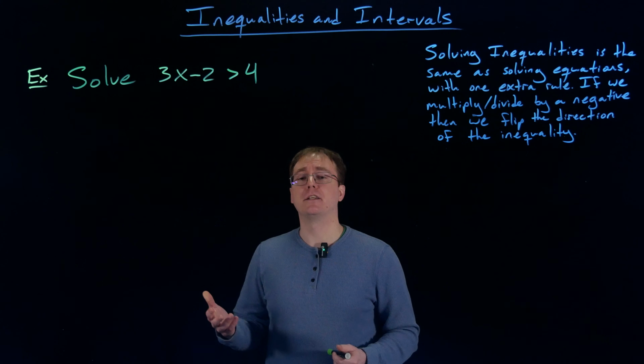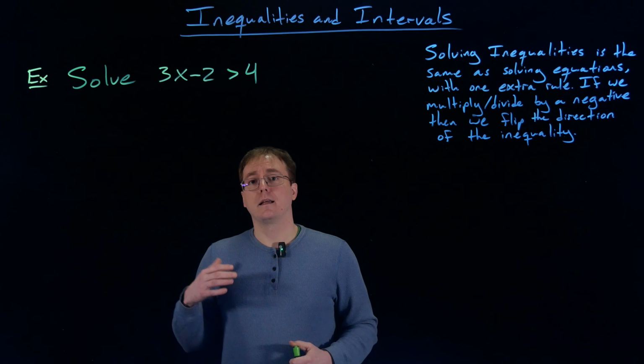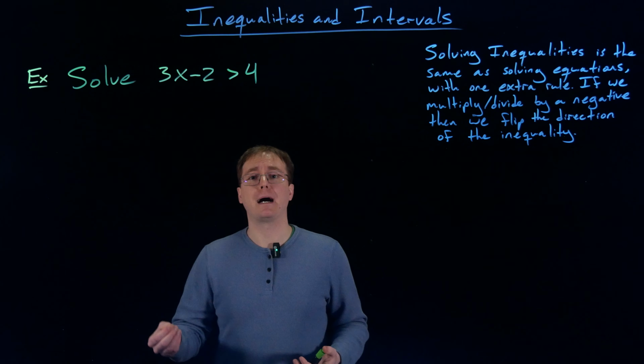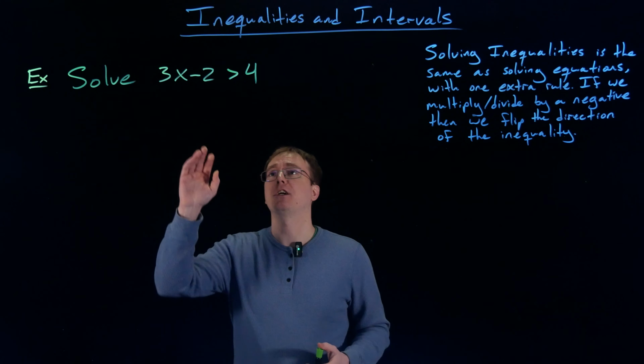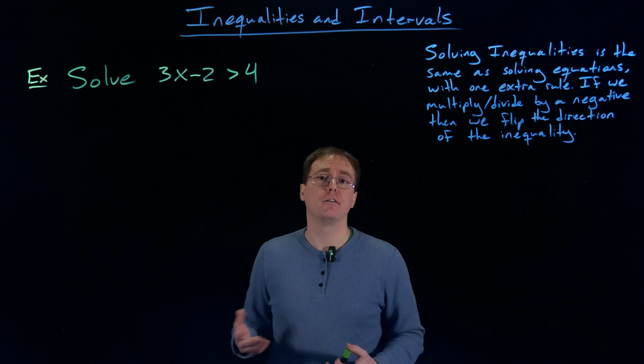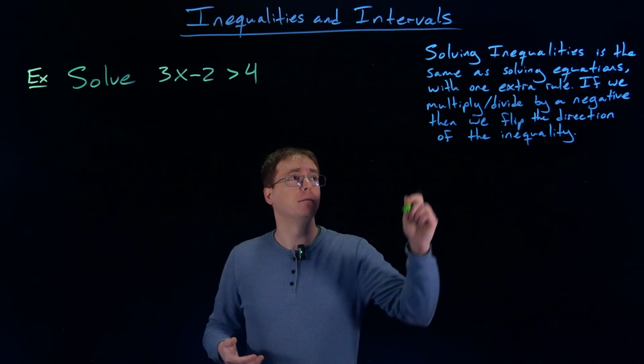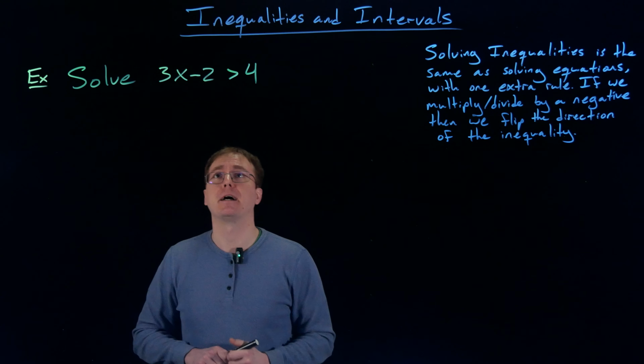When is 3x minus 2 greater than 4? And so just like solving an equation, when we're trying to solve an inequality, we're trying to get the variable by itself on one side. And so we're trying to get x by itself on one side of this inequality. We can use the same steps we use when solving an equation, but we just got to be aware of multiplying or dividing by a negative.